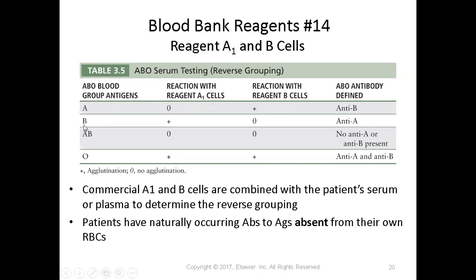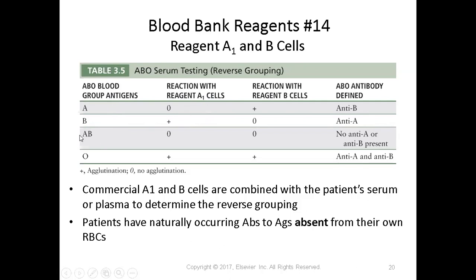Okay? So a person who is type B has the B antigen. We expect them, remember, to have an antibody to the antigen they don't have. We expect them to have anti-A. So their anti-A is going to react when it comes into contact with our reagent A1 cells that have the A antigen. We do not expect them to have anti-B to react with B cells because they are type B. So they're going to have anti-A and react with A1 cells.